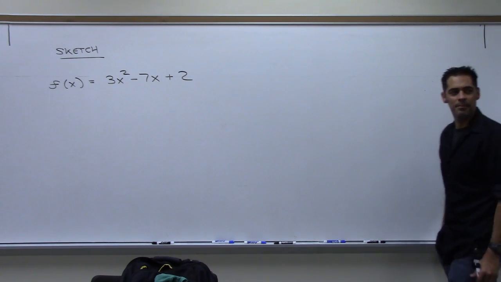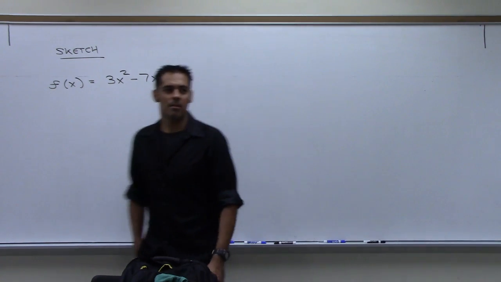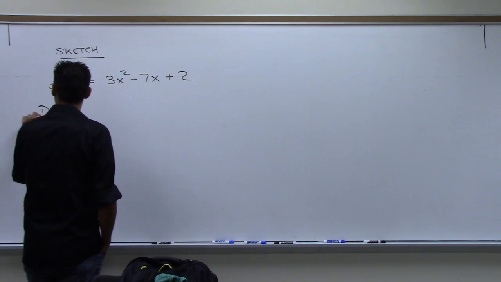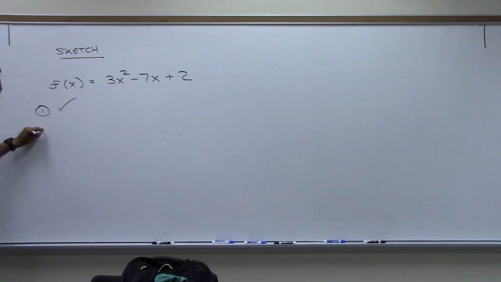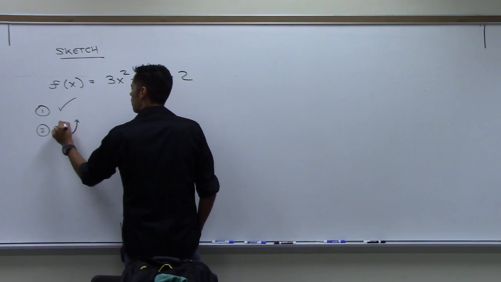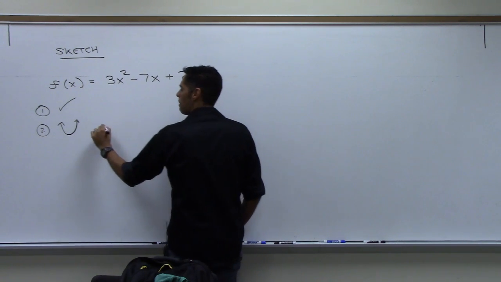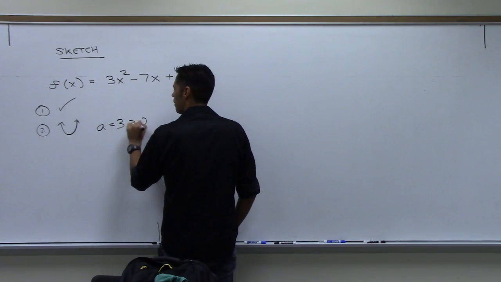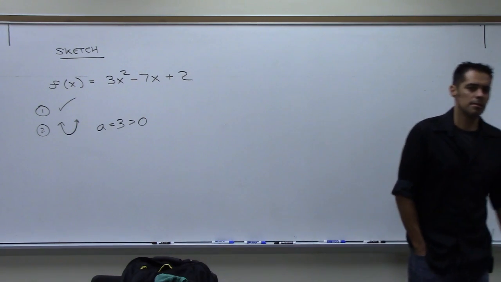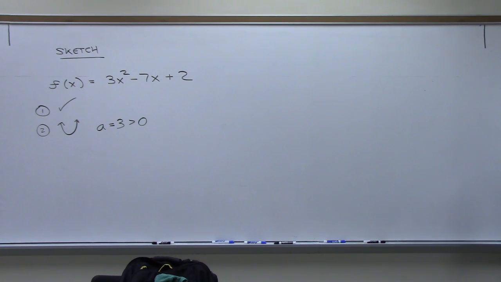Okay, Amber, you're up. You can do the first 2 steps for me. Make sure it's a. Okay, is it? Yeah. Okay. Second step. So what does this one do? Why is it going to go up? That's right. Good. This number is greater than 0, it opens up. And we move on to Gerald.